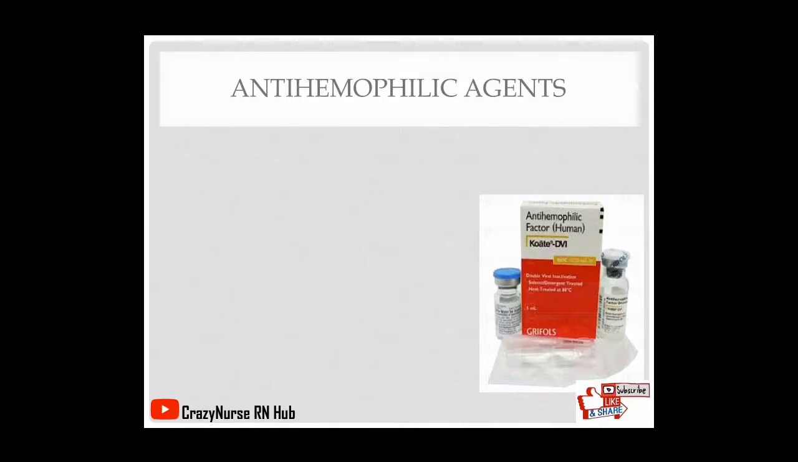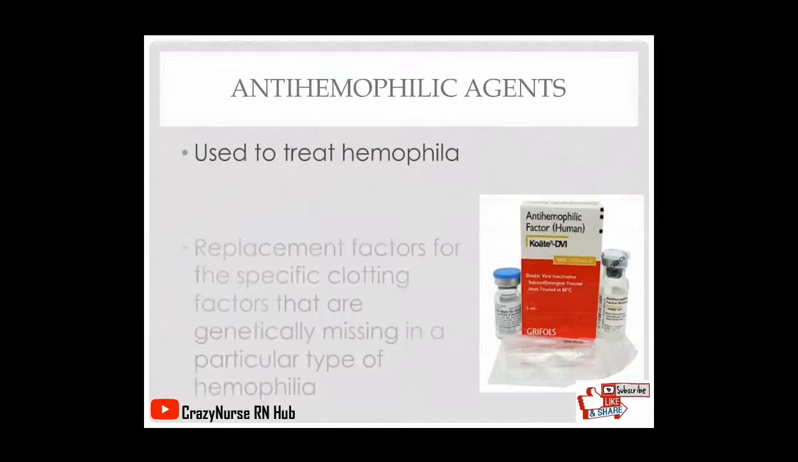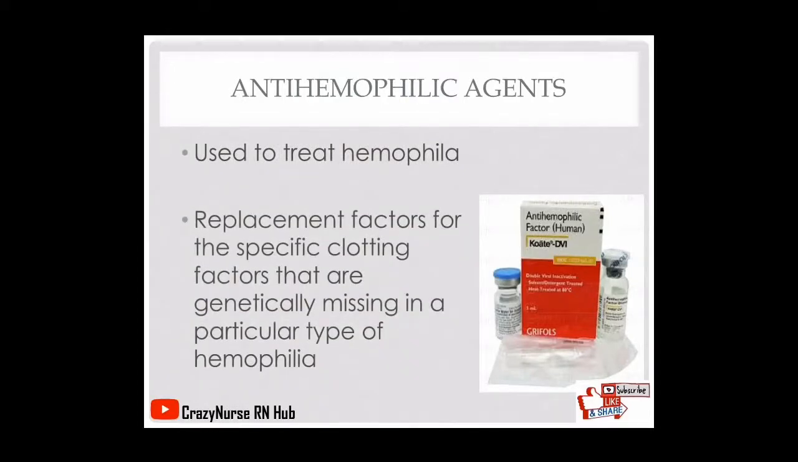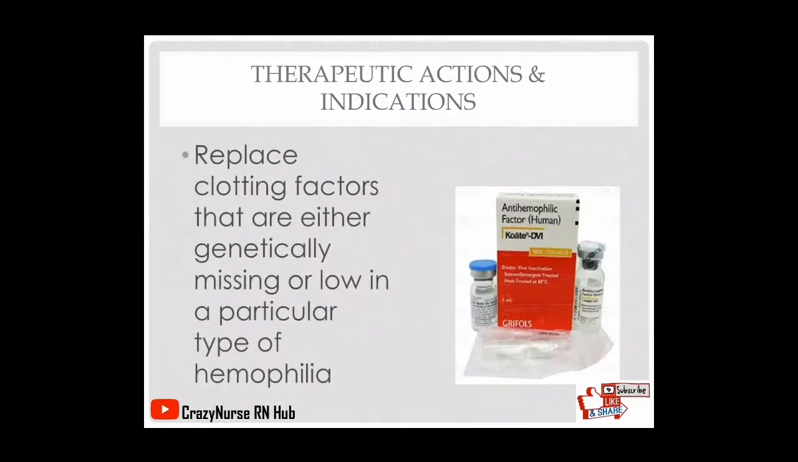We also have your anti-hemophilic agents. Basically, these agents are used for hemophilia. They are replacement factors for the specific clotting factors that are genetically missing in a particular type of hemophilia. So the treatment for hemophilia is basically replacement therapy. Okay? If hemophilia A lacks clotting factor 8, we will infuse the patient with clotting factor 8. For the therapeutic action and indication, it replaces clotting factors that are either genetically missing or low in a particular type of hemophilia.